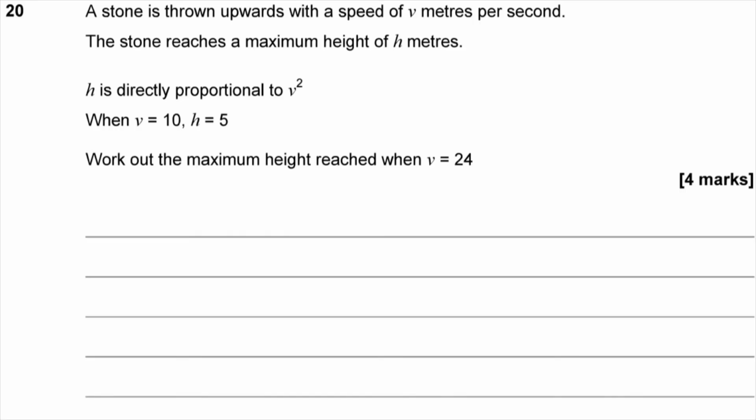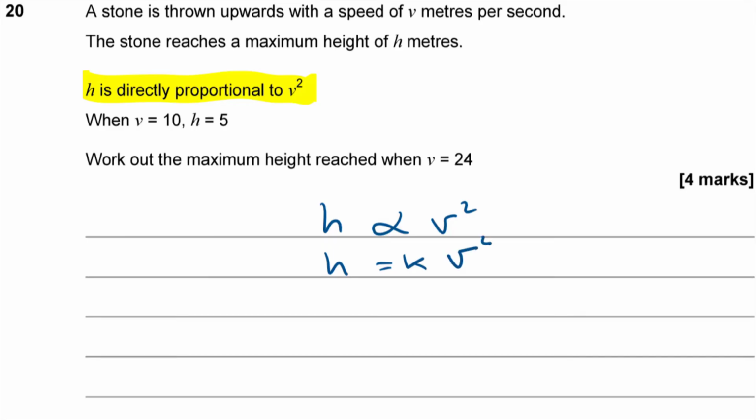Okay, so we've been given this: h is directly proportional to v squared. So I can write that down mathematically as h is directly proportional to, with the little fishy symbol, v squared. So h, fishy, v squared. Now I can replace that proportionality symbol with equals k.